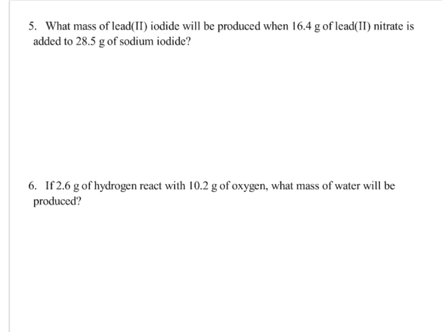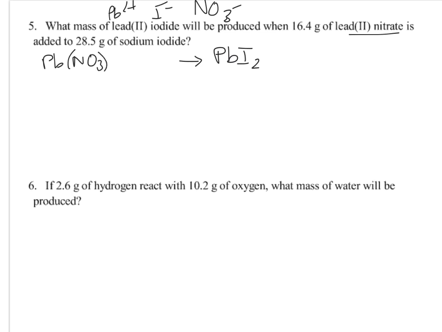Lead(II) iodide, that's Pb2+. We've got I-, so PbI2. It says produced, so that's a product. Along with, will be produced when 16.4 grams of lead(II) nitrate. So lead(II) nitrate is Pb2+ with NO3-, so that is Pb(NO3)2.